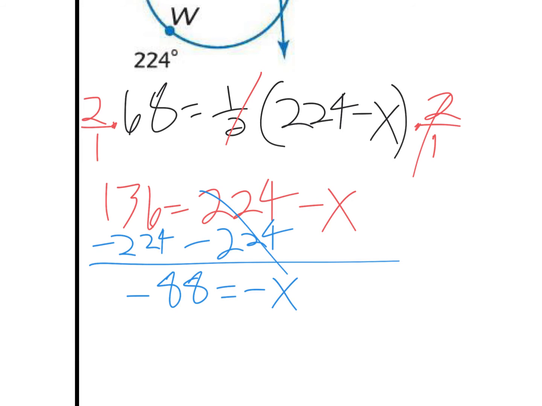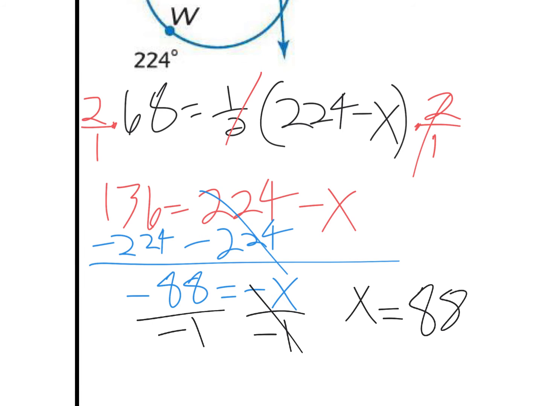So if you just minus the 224 over, now you have a negative X. So positive X will equal the opposite sign. The negatives will cancel each other out. Sometimes, you could think of it as dividing both sides by -1. But for me, I just like to think of it like this. If negative X equals negative 88, then positive X equals positive 88.